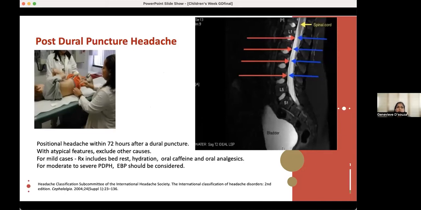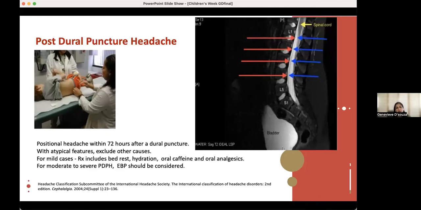We get consults for post-dural puncture headaches. Patients get lumbar punctures that are done in the ED or by neurology for meningitis workups or by neurosurgery for other workups. And patients may present to the hospital with these positional headaches that have happened within 72 hours after a dural puncture. The International Headache Society defines post-dural puncture headaches as a headache occurring within 5 days after a dural puncture, and which resolves within 48 hours after an epidural blood patch, or within a week after conservative therapy.